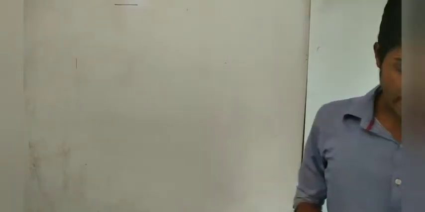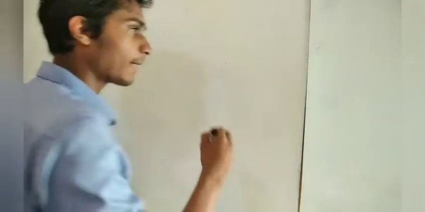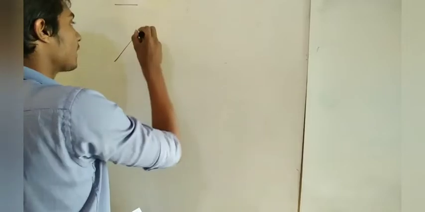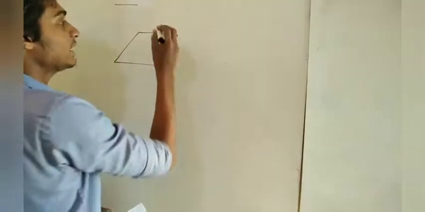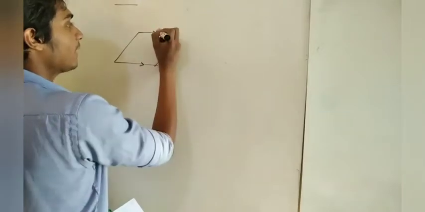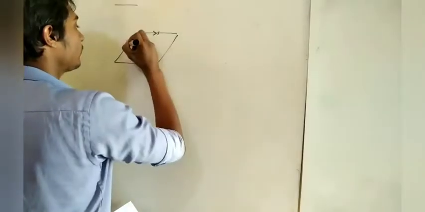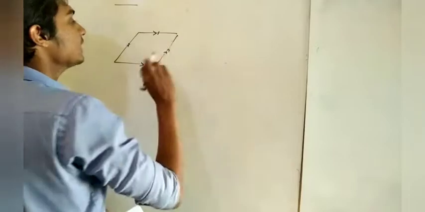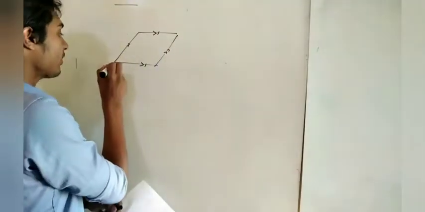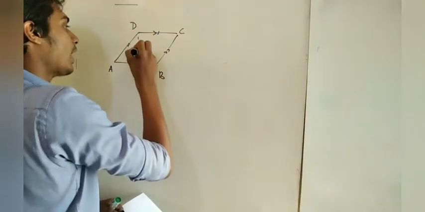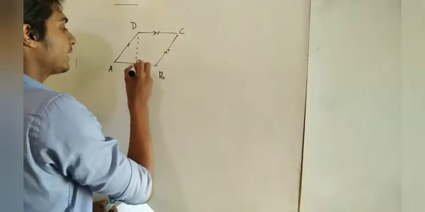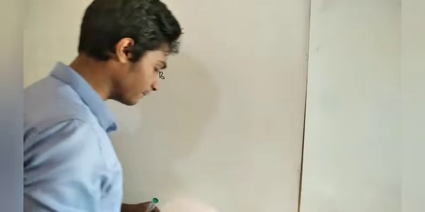So the diagram is a parallelogram. You know what a parallelogram is, right? Opposite sides are parallel, and they should be equal as well. This is called a parallelogram, and the name is given as A, B, C, D, and you have a perpendicular drawn here, and the foot of the perpendicular is E.